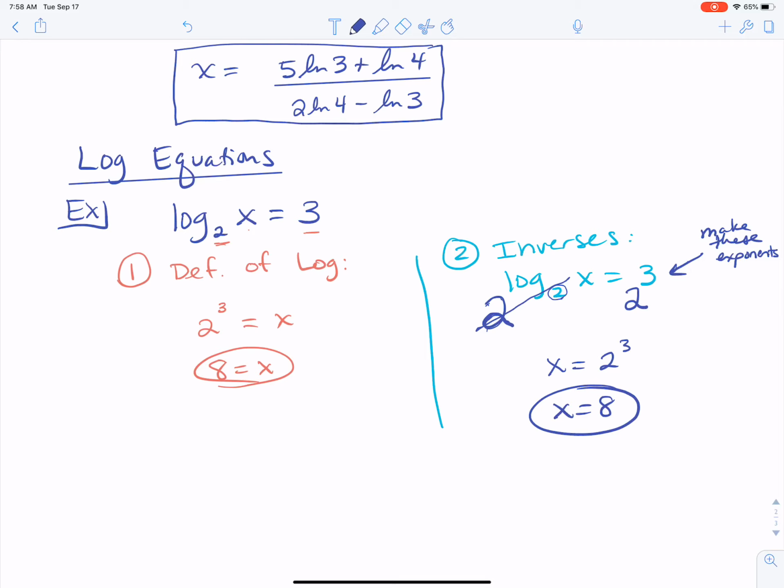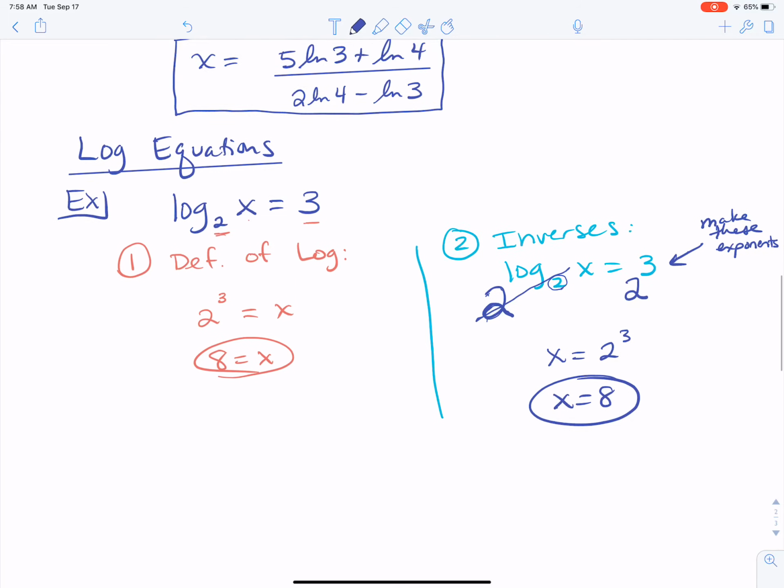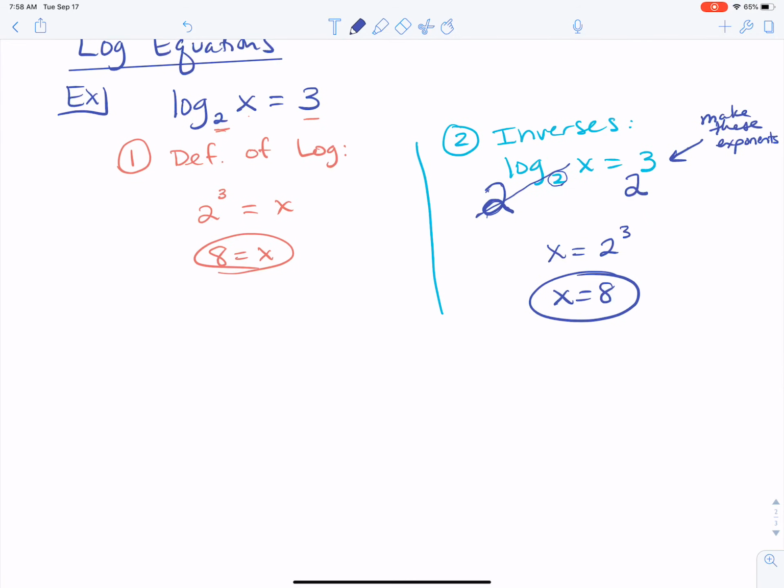So that was kind of a way you could do the problem without having the definition of a log completely committed to memory. I had ways of getting around memorizing things sometimes.